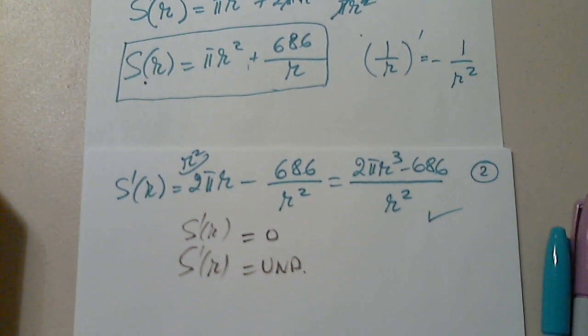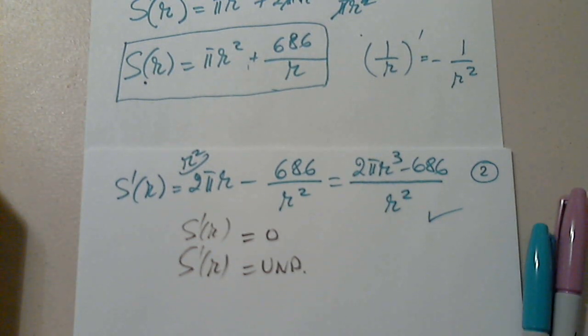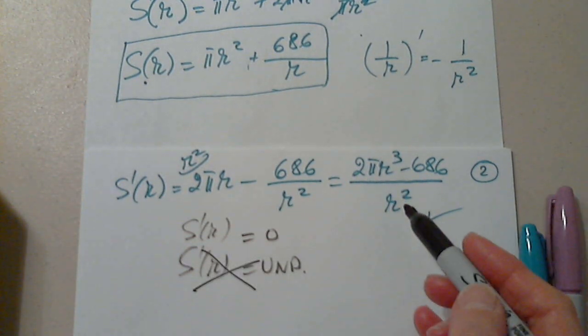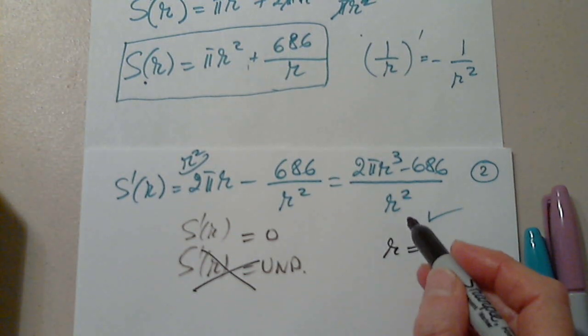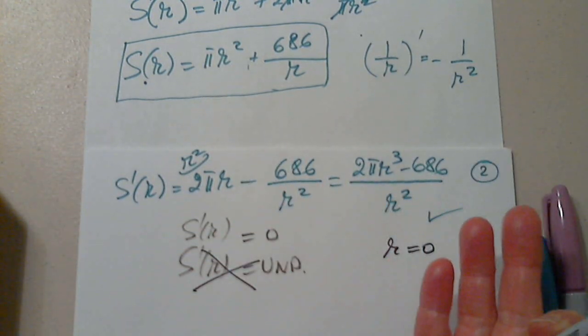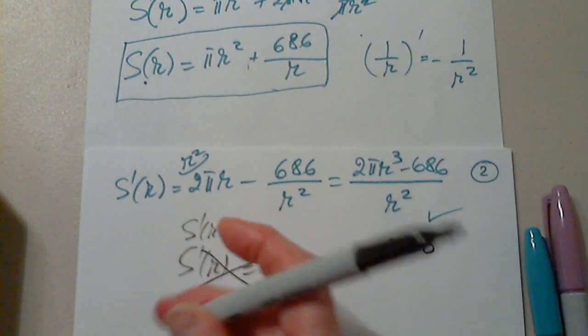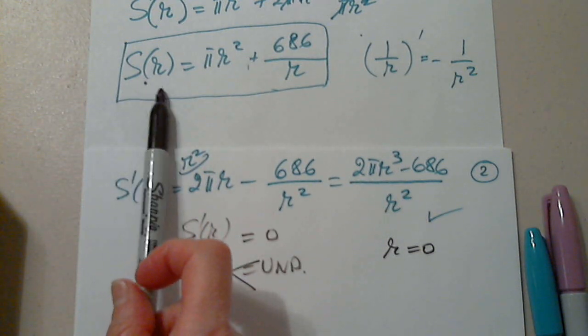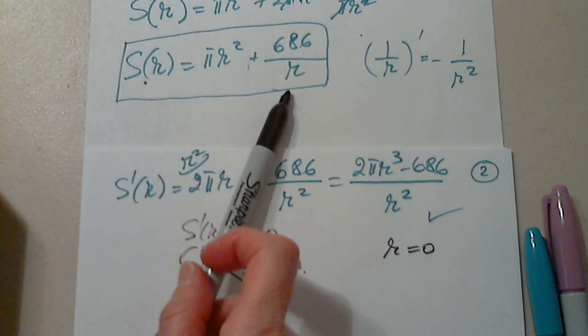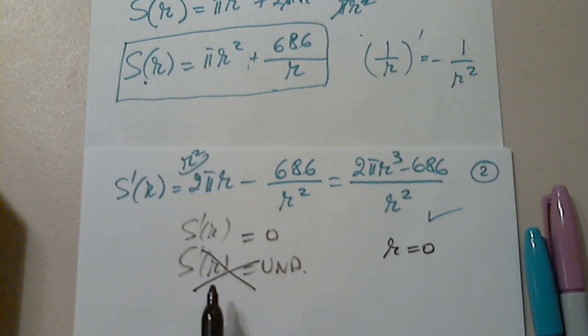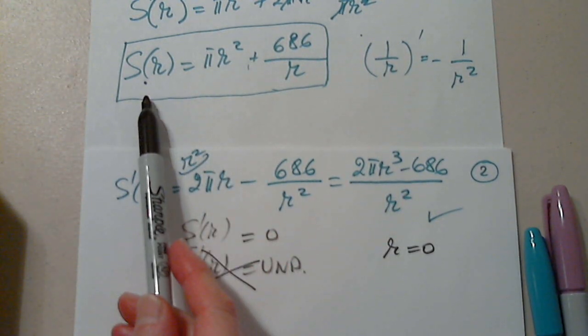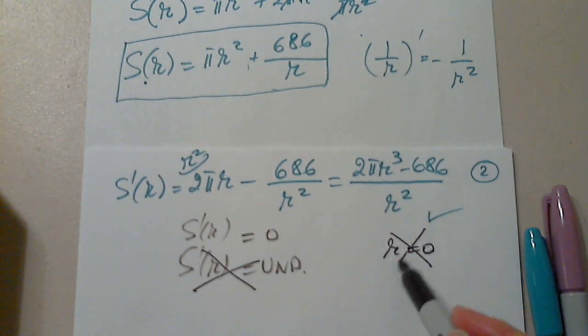Oh, this is not good anymore. So there is nothing coming from this because you can say, but r can be 0. True, but if r is 0, there is no cylinder. So S does not exist at 0. So S prime being undefined, yes, but the function doesn't exist at 0, so no.